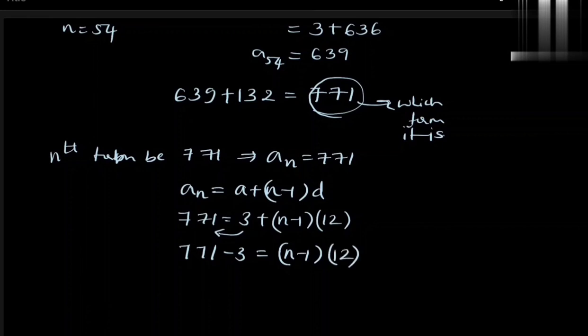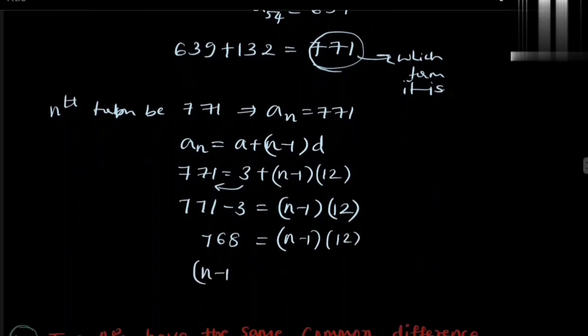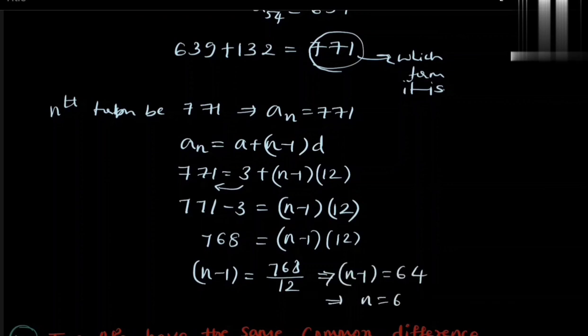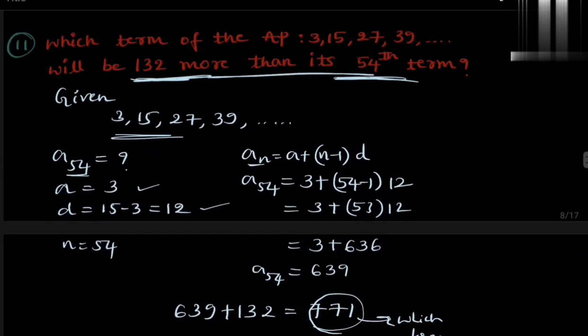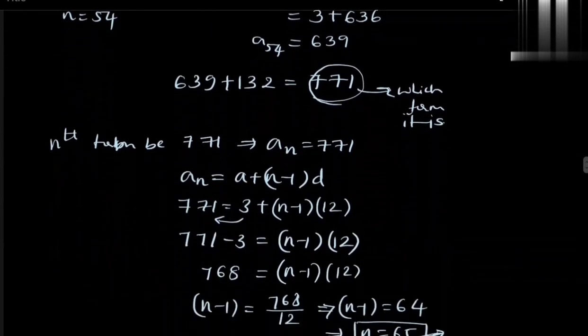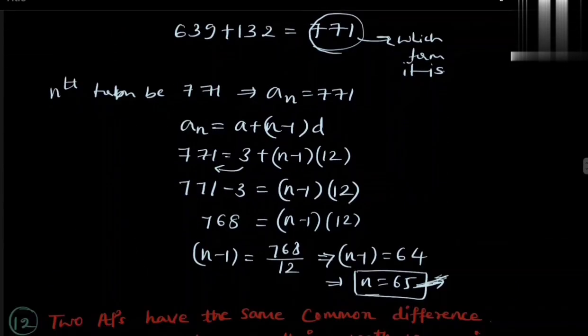So here 771, move 3 to this side, that will become minus 3 is equal to n minus 1 into 12. So 771 minus 3 becomes 768, which is equal to n minus 1 into 12. So n minus 1 is equal to 768 divided by 12. Therefore, that implies n minus 1 is equal to 64, so n is equal to 65. So therefore, the 65th term was 132 more than its 54th term.